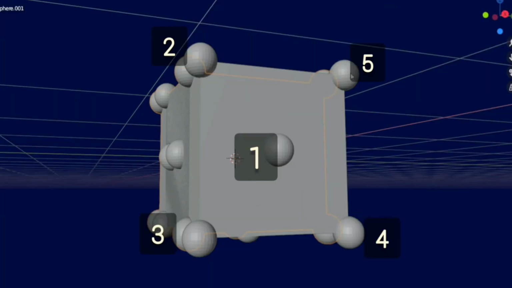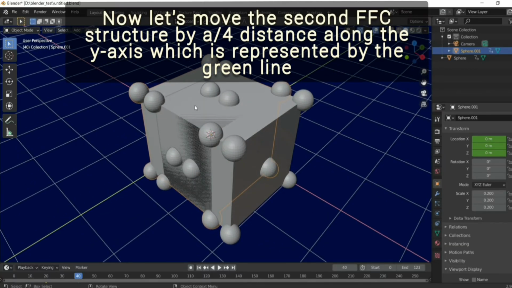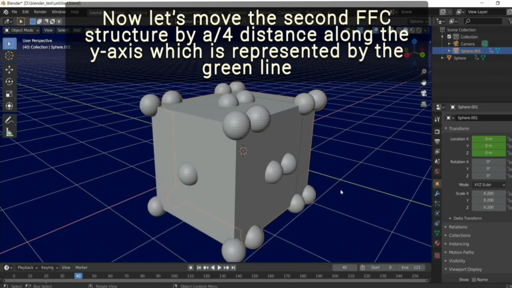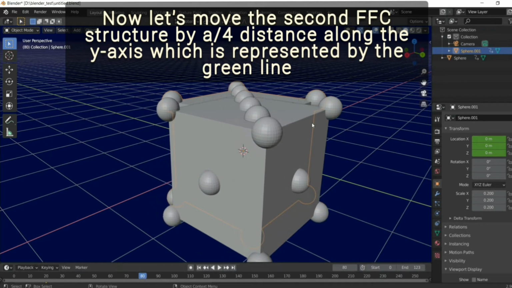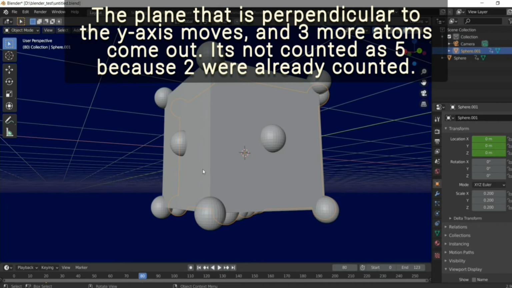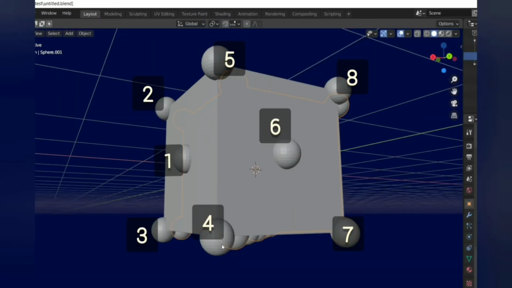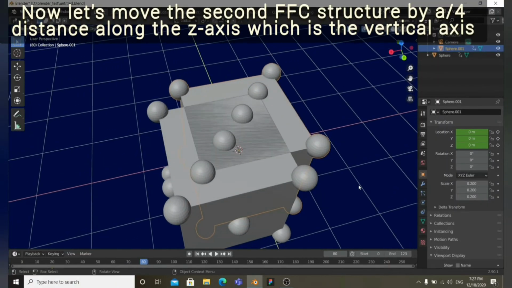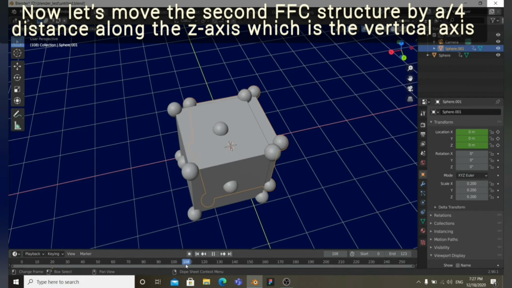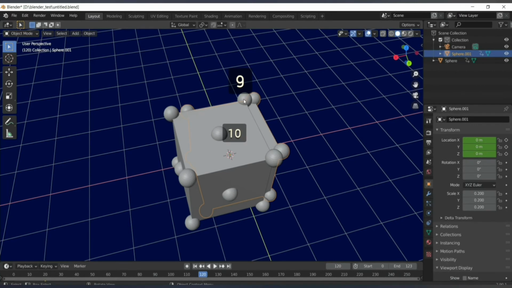Now let's move the second FCC structure by a by 4 along the y-axis, which is represented by this green line. The plane that is perpendicular to the y-axis moves and 3 more atoms come out. It is not counted as 5 because 2 are already counted. Now let's move the second FCC structure by a by 4 along the z-axis, which is the vertical axis. Now we see that 2 atoms are removed and they are numbered as 9 and 10.